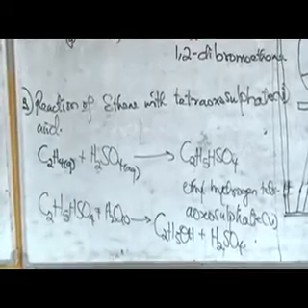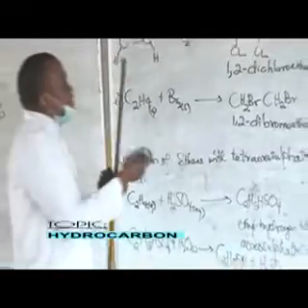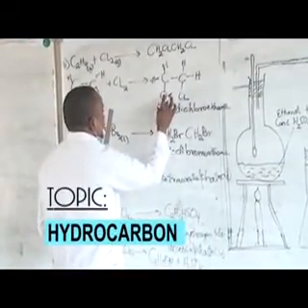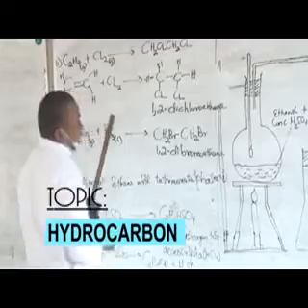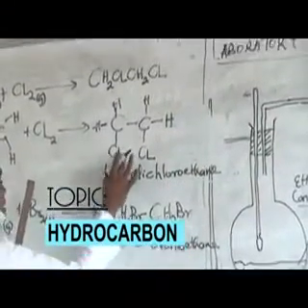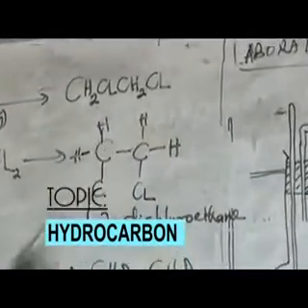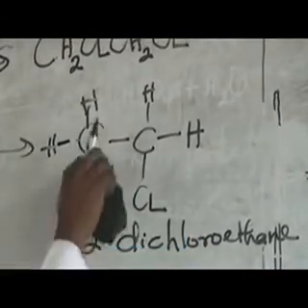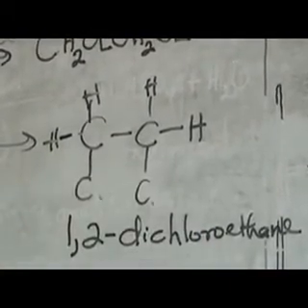Now please take note before we go to the next chemical property. I can see that I wrote my chlorine as capital letter C and capital letter L. Your chlorine symbol is capital letter C and small letter L. Take note of that.